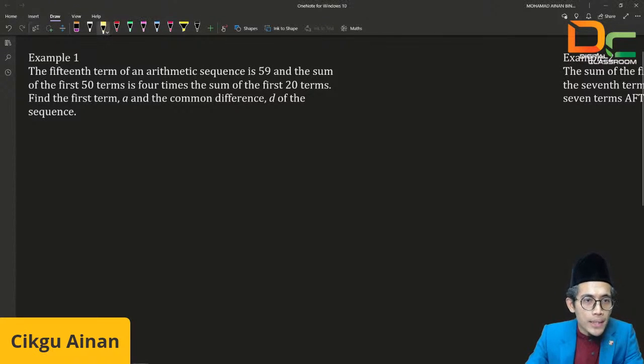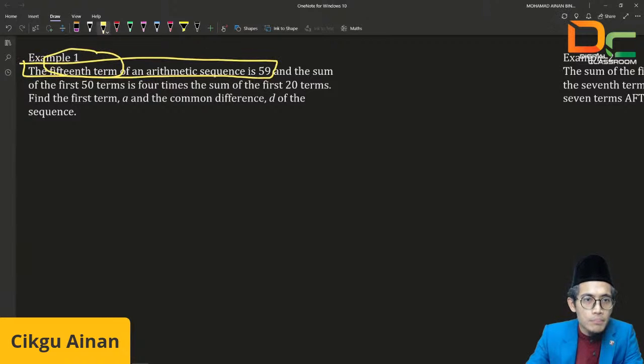So the first part is this information: the 15th term of an arithmetic sequence is 59. 15th term means T15, and is an equal sign, and 59 is the number itself.